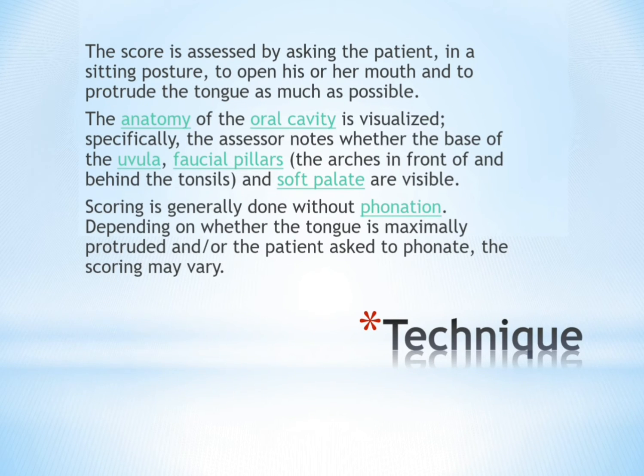Technique. The score is assessed by asking the patient in a sitting posture to open his or her mouth and to protrude the tongue as much as possible. The anatomy of the oral cavity is visualized. Specifically, the assessor notes where the base of the uvula, facial pillars, the arches in front and behind the tonsils, and soft palate are visible. Scoring is generally done without phonation. Depending on whether the tongue is maximally protruded and or the patient asked to phonate, the scoring may vary.